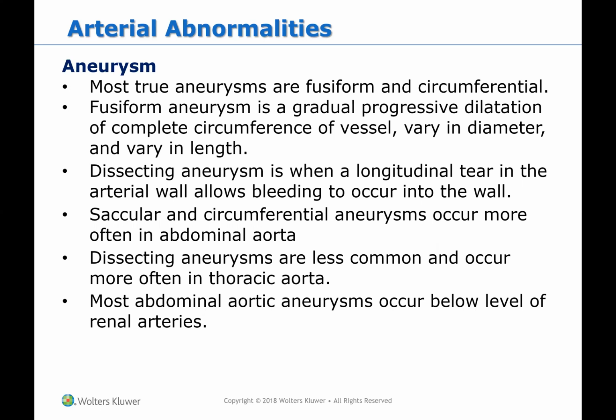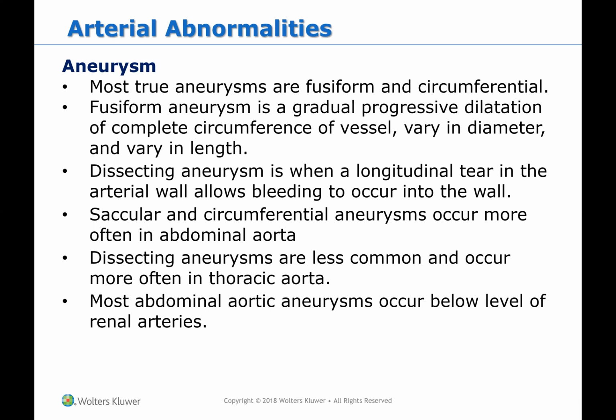So what I want you to know about aneurysms, besides the definitions, is that most true aneurysms are either fusiform or circumferential. A fusiform aneurysm is a gradual progressive dilatation, which I feel like I've seen more as just an enlargement in a part of the aorta. A dissecting aneurysm is when there's a tear in the arterial wall that allows bleeding to occur into the wall, which is scary. I never really cared for scanning those because I was afraid I was going to miss it. They're harder to see versus a fusiform, which is pretty easy because it just gets enlarged. You see a small aorta and then it continues to get larger, so it's hard to miss.